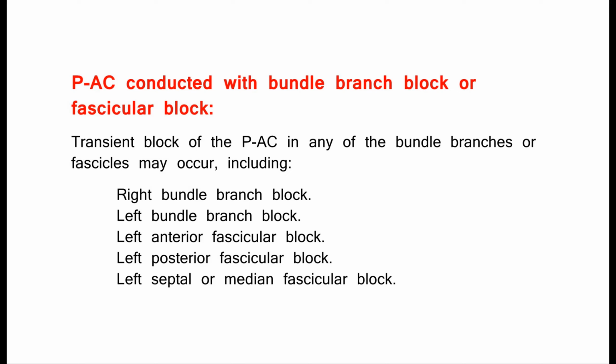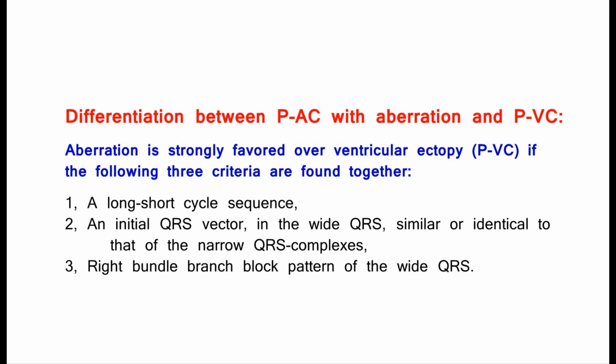Transient block of the PAC in any of the bundle branches or fascicles may occur, including right bundle branch block, left bundle branch block, left anterior fascicular block, left posterior fascicular block, left septal or median fascicular block. Differentiation between PAC with aberration and PVC. Aberration is strongly favored over ventricular ectopy, PVC, if the following 3 criteria are found together.